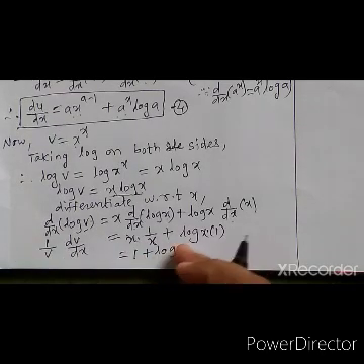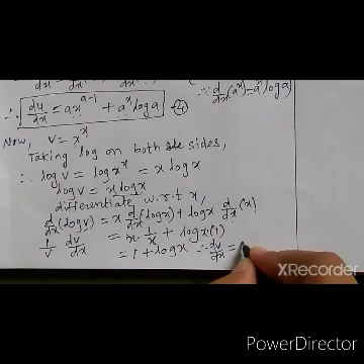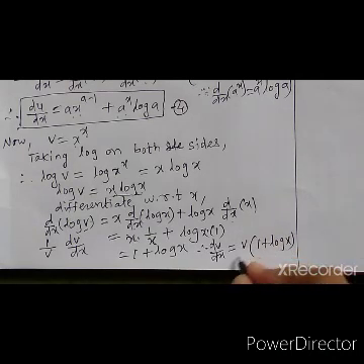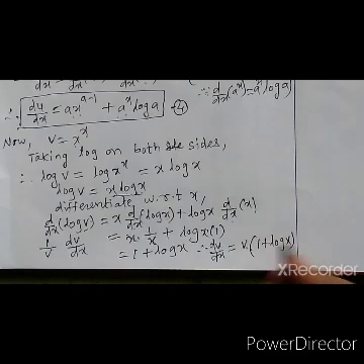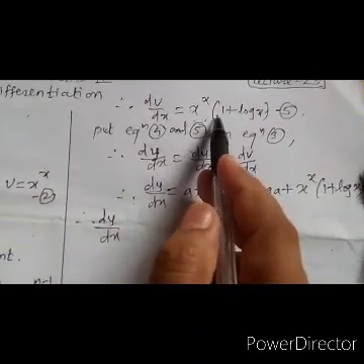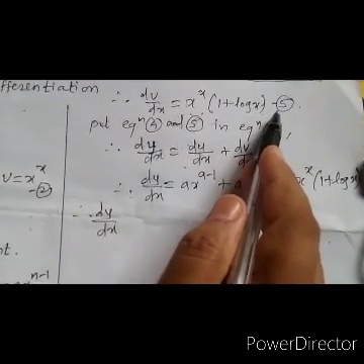This v value we can shift to the right hand side, and therefore dv by dx is equal to v in bracket 1 plus log of x. Now we have to put the value of v, that is x raised to x, in bracket 1 plus log x, that is dv by dx. Now here we got dv by dx is equal to x raised to x, 1 plus log of x. For this we can say equation number 5.